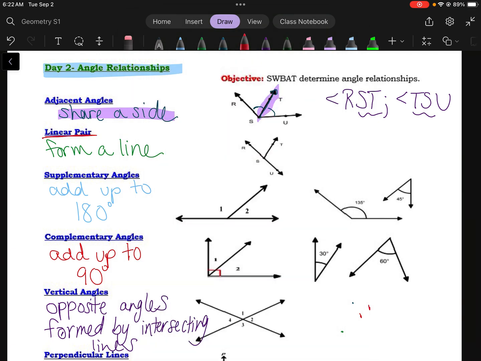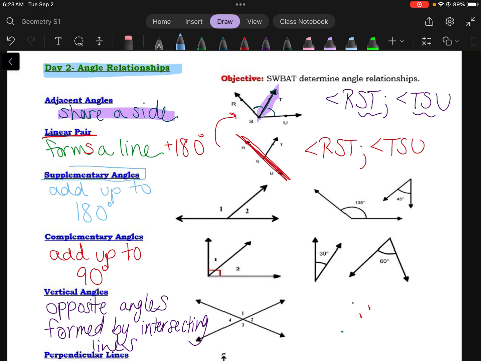A linear pair forms a line together. So this one forms a straight line together. They also add up to 180 degrees. Okay, so that is again RST. And then this one is TSU, but now they form a straight line. They're also adjacent to each other because they're next to each other, but now they're a little bit more specific because they create a line.